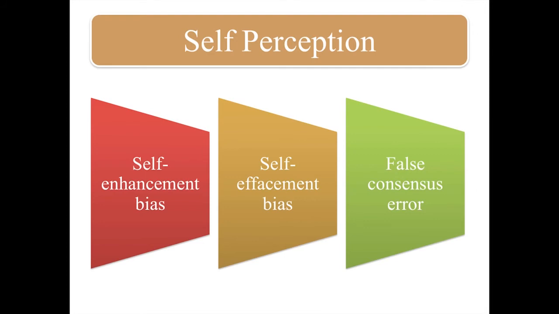Self-perception is also very important. The book covers in detail self-enhancement bias, where we try and make ourselves think better about ourselves, self-effacement bias, and false consensus error. For example, self-enhancement bias might be where you think if something good happens, it's because of things you've done, whereas if something bad happens, you blame somebody else. So there are all sorts of different perceptions, and they can be biased.